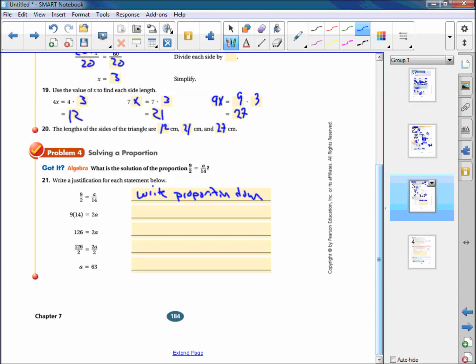Okay, so copy it out of the book here. And then we're going to do our cross products, 9 times 14 for the extremes, 2 times a for the means. So this is the cross product property.